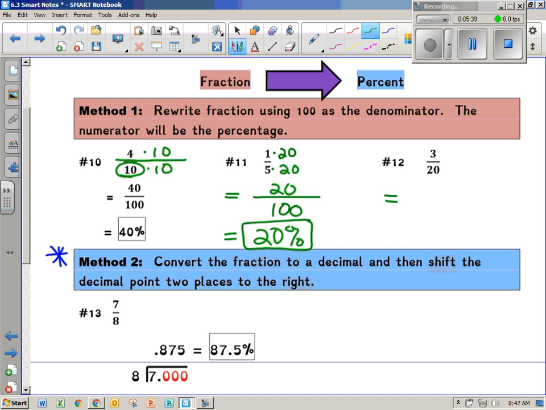If you want to try number 12 on your own for a minute, you can do that, then just pause the video and pick back up. But 20 is a factor of 100, so I'd have to multiply numerator and denominator by 5. You might want to use parentheses instead of the dot there, that's a little confusing. So that equals 15%. That's pretty simple.